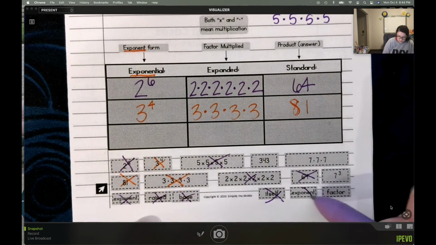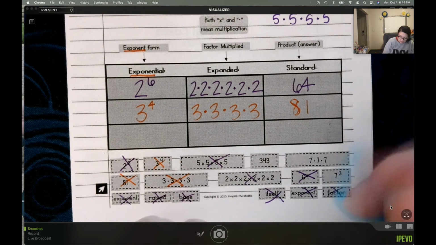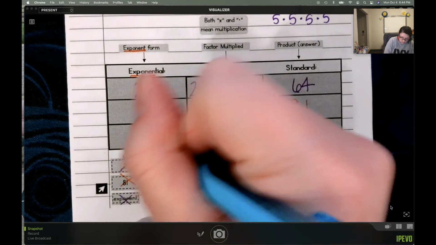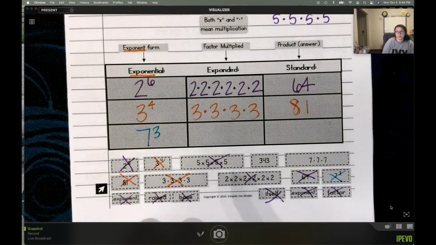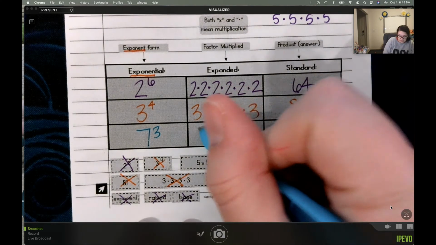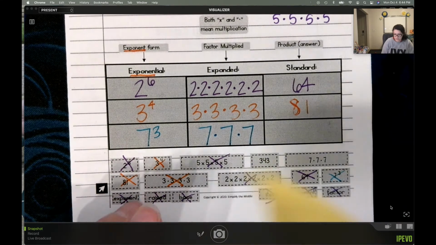And then the last one, we have 7 to the 3rd power. Try that expanded form on your own. Pause the video quick. Try doing expanded form on your own. You should get 7 times 7 times 7.